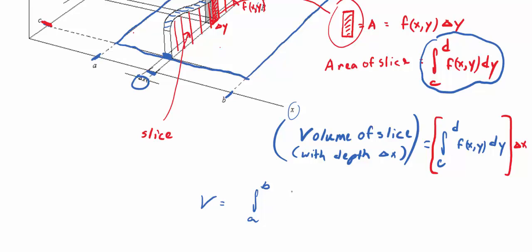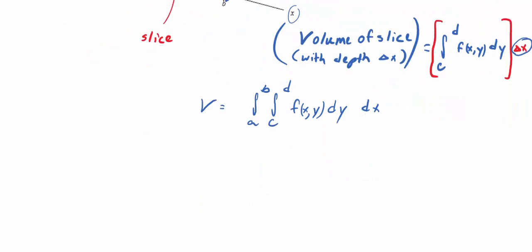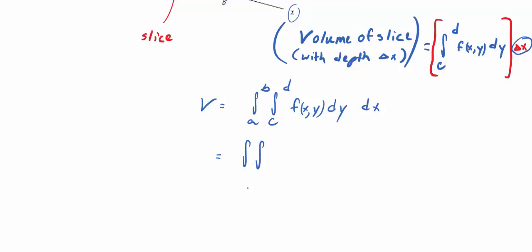So what would that look like? This would change to a dx. So we would get the integral of the integral from C to D, f of x, y, dy, and then dx. Okay? And so that is exactly, in the last section, what we called the double integral over R of f of x, y, dA.